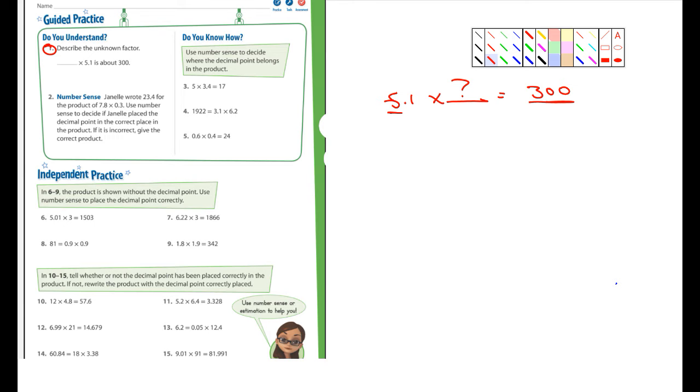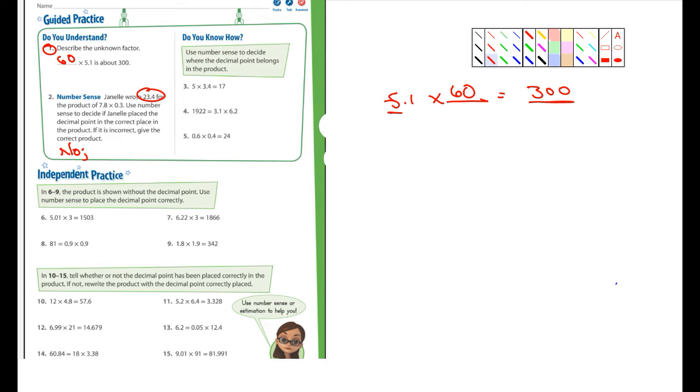Number 2, it says Janelle wrote 23.4 for the product of 7.8 times 0.3, and it says use number sense to decide if she's correct or not. Well, she is not correct since there's no decimal. And then it says give the correct product. So it is 23.4, but the decimal's in the wrong place. If you were to move the decimal 2 places over, 1, 2, you would end up with 2.34. That makes more sense because 7.8 is pretty close to 8, and 8 times 3 is 24, but it's not 8 times 3, it's 8 times 0.3. So it's going to be quite a bit smaller.